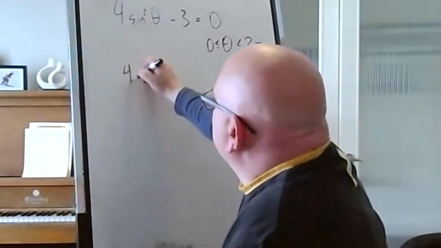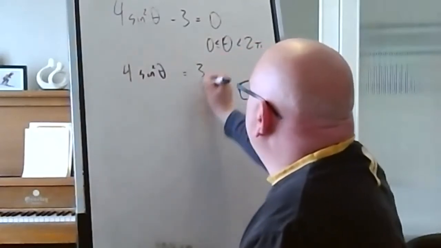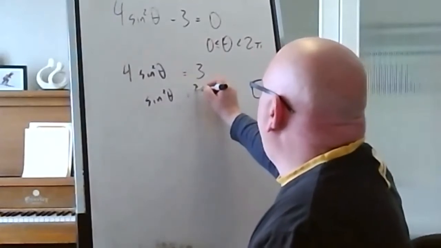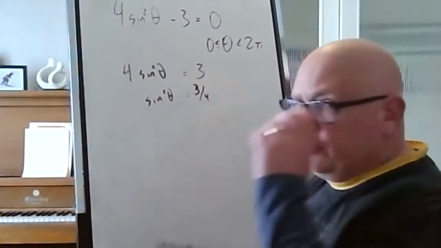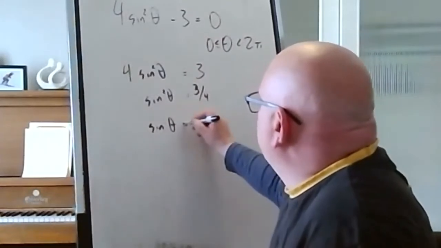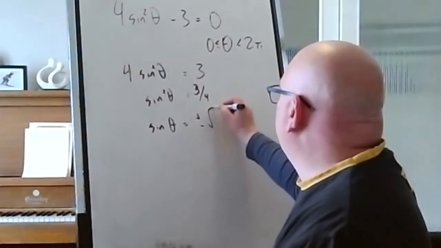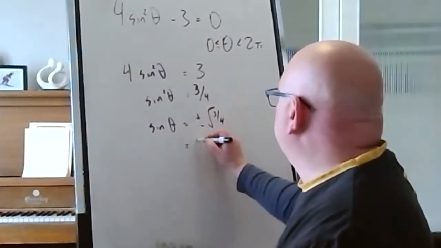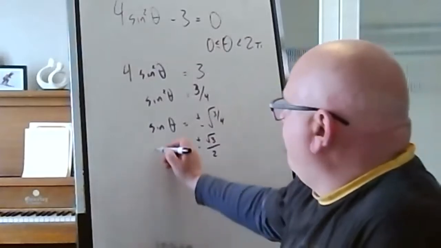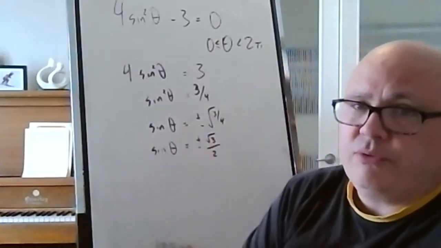Same kind of strategy that we've been doing for years. Add 3 to both sides, divide both sides by 4. Gives us sine squared is 3/4. Our next step is, of course, to square root both sides. Sine theta is equal to, don't forget about plus minus. When we do square root of 3/4, that is plus or minus root 3 over 2. So sine theta is equal to plus or minus root 3 halves.